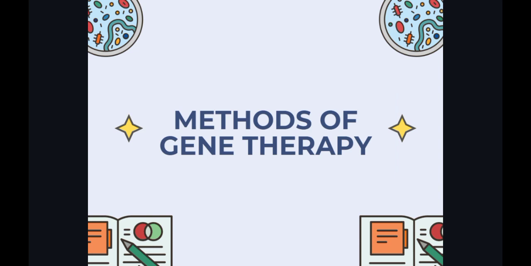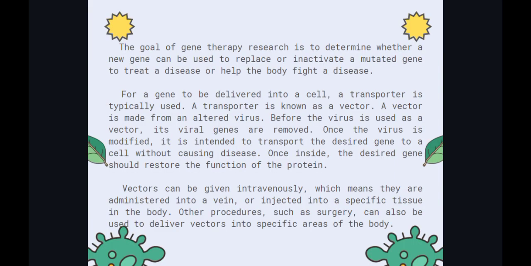Next is methods of gene therapy. The goal of gene therapy research is to determine whether a new gene can be used to replace or inactivate a mutated gene to treat a disease or help the body fight a disease. For a gene to be delivered into a cell, a transporter is typically used. A transporter is known as a vector.